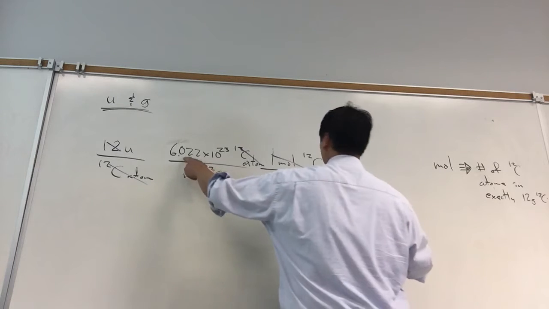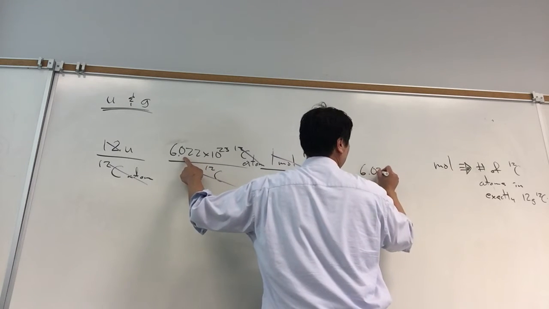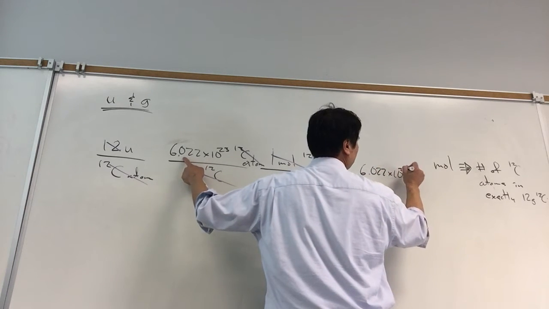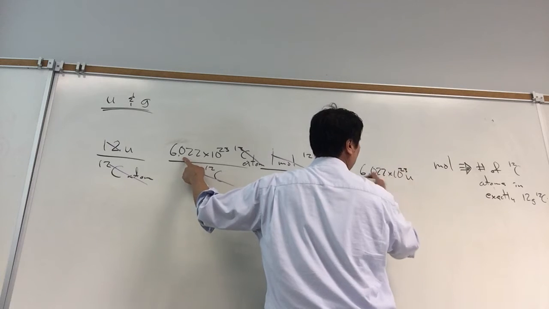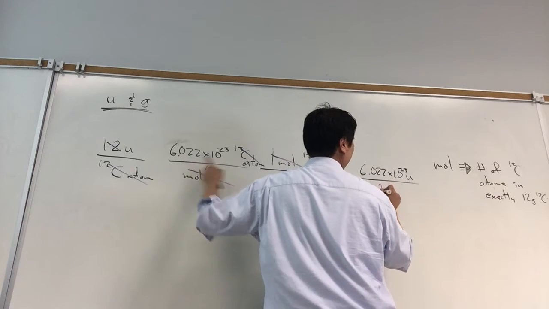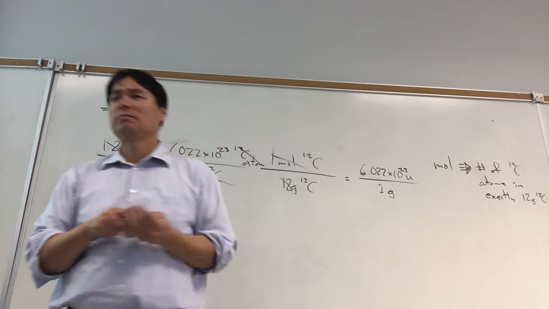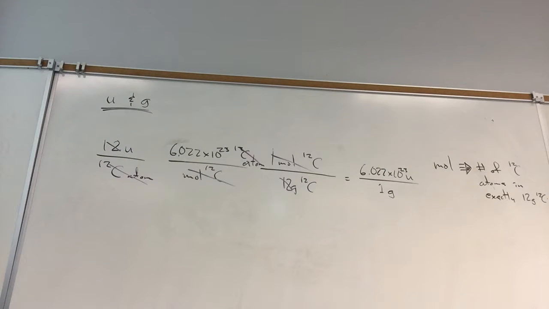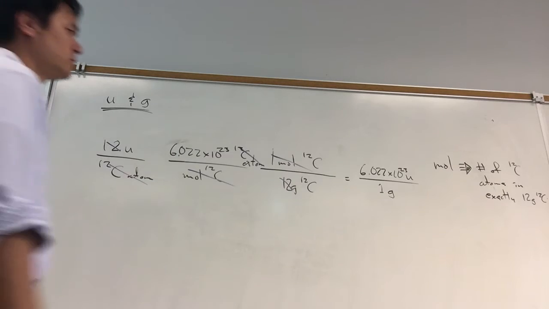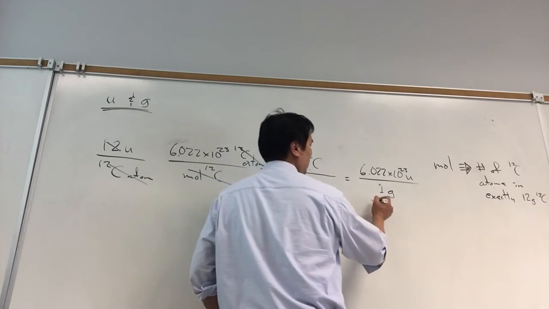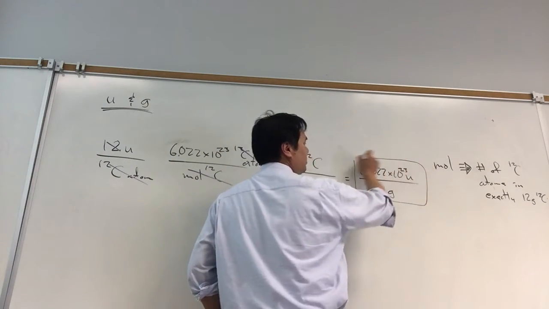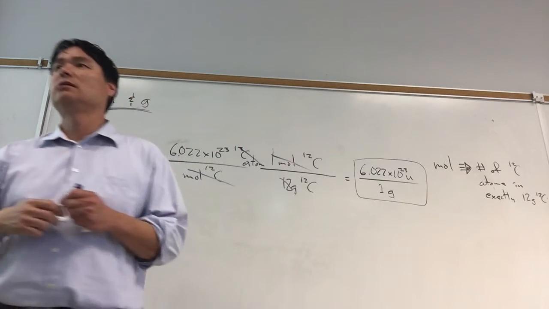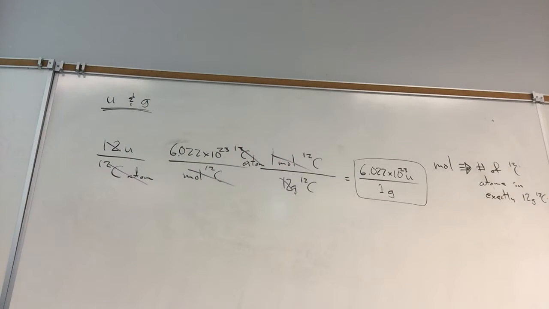Everybody should be able to come up with this conversion factor. There's 6.022 times 10 to the 23rd U in 1 gram. And so there's Avogadro's number worth of U in a gram. Here's our relationship between the U and the gram. It's an easy one to remember, to just memorize if you want, but it's also very easy to derive. In case you forget, just use a little bit of dimensional analysis.